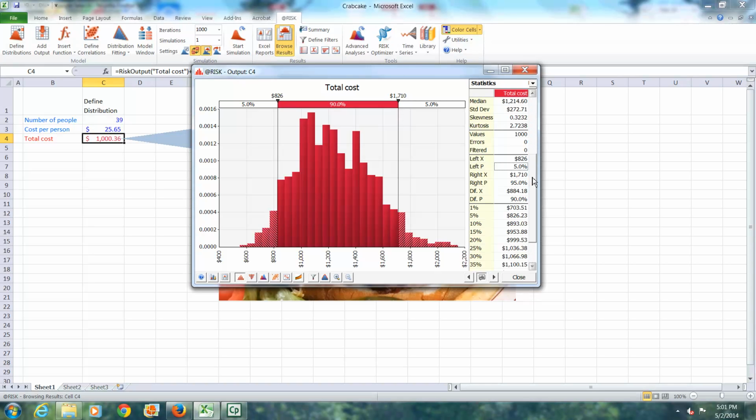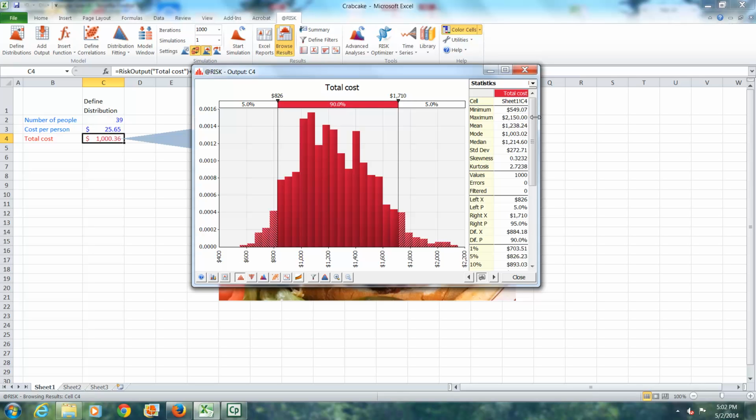If you continue to scroll down, you'll get percentile values. 1% of all the 1,000 iterations that we did were equal to $703.51. If I scroll down randomly and just grab the 60th percentile, 600 of those numbers were $1,285.87 or less. So you have numerical data available here.